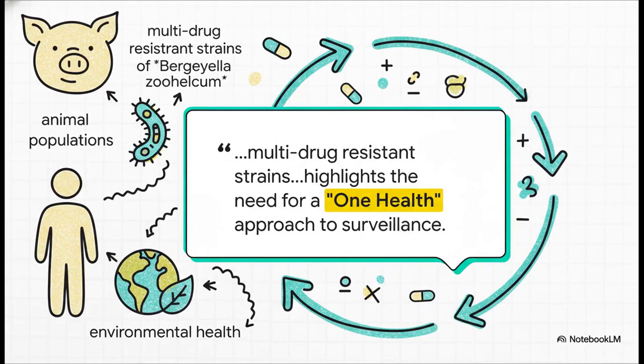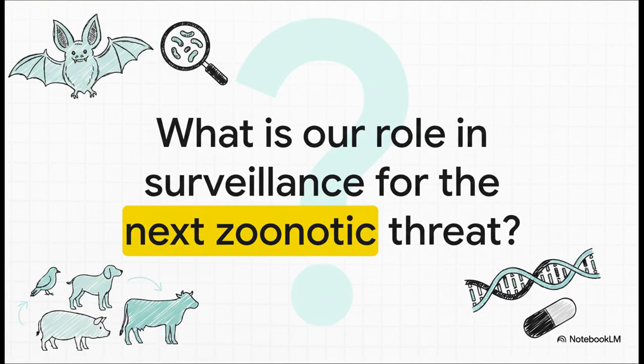Now here's something that should make us all sit up and pay attention. We're starting to see multi-drug resistant strains of this bacteria in animals. This is a classic One Health problem, right? It's a powerful reminder that our health is completely intertwined with the health of animals and our shared environment. We can't just focus on one piece of the puzzle. And that really leaves us with a big, important question to think about. With resistance starting to bubble up in animal populations, what's our role in all this? What should we, as microbiologists and clinicians, be doing to keep an eye on these things so we can get ahead of the next zoonotic threat?